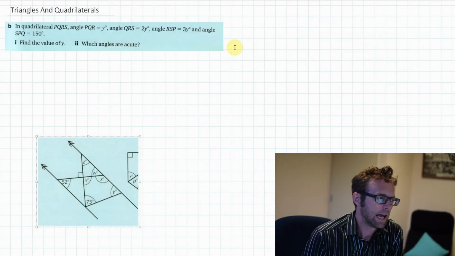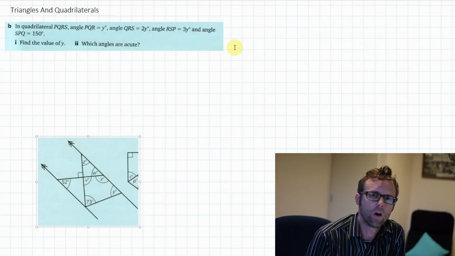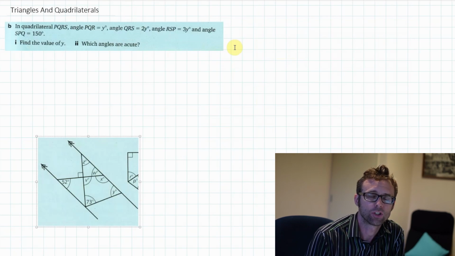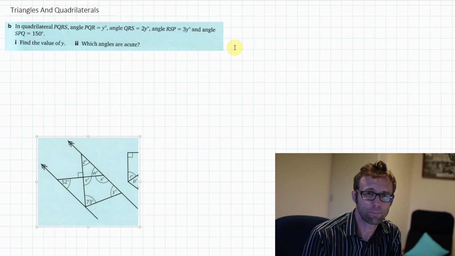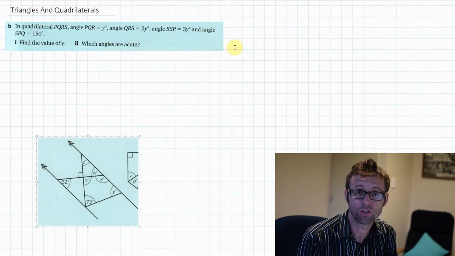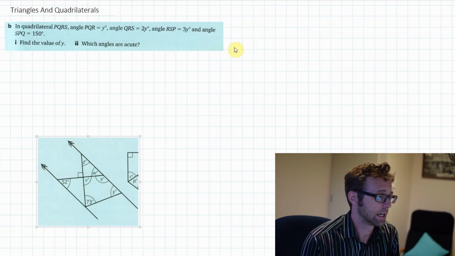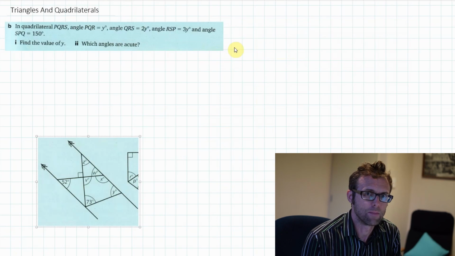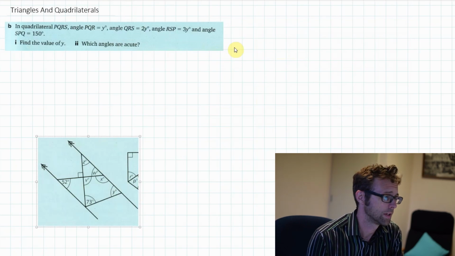Hi IG students. This is just a really quick video on angles in triangles and quadrilaterals. I'm just going to attempt to do a couple of questions from your exercise 15.2, and you'll be able to get on with this, I imagine. There are a couple of tricky ones, and if you do get stuck, feel free to email me and I'll have a look at those.